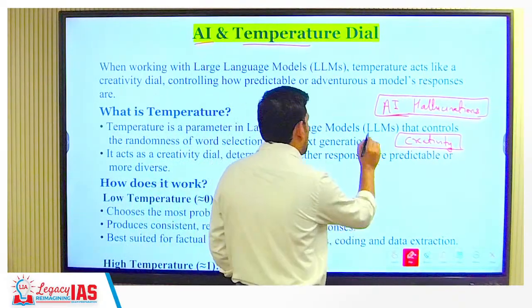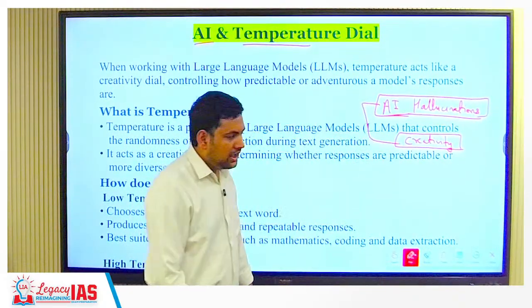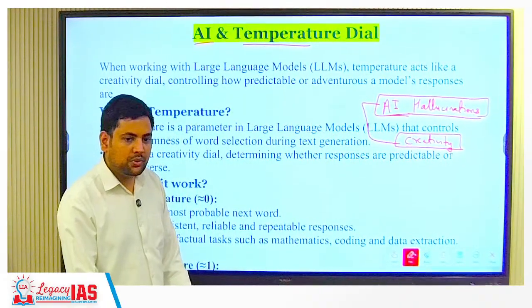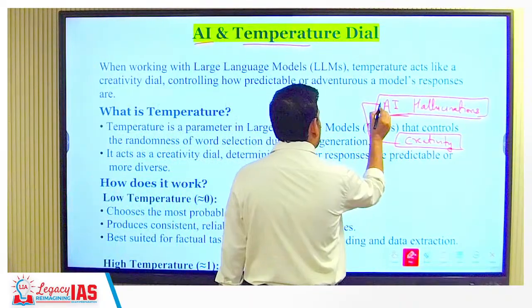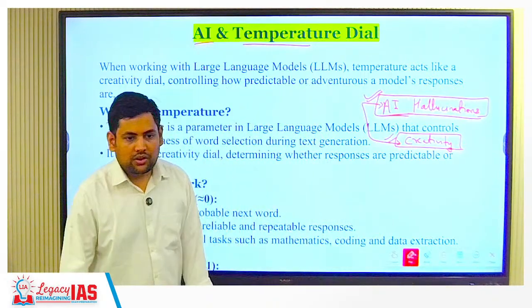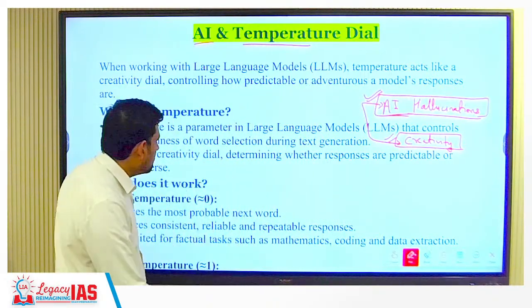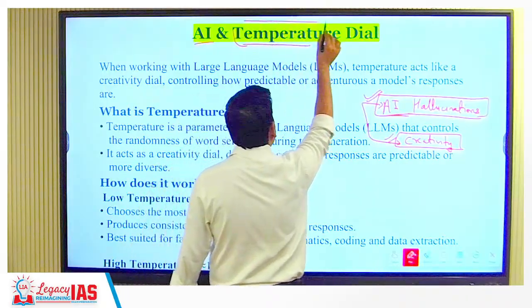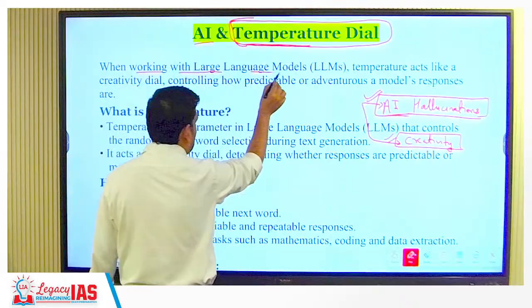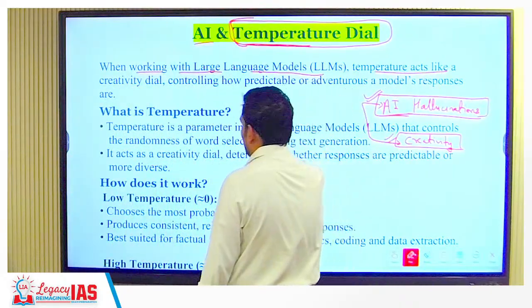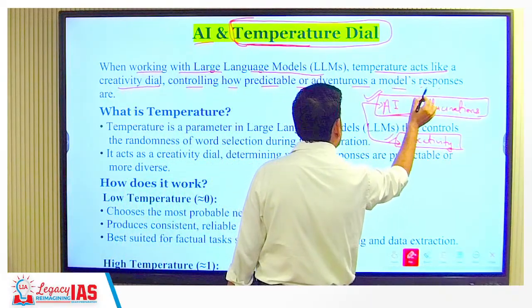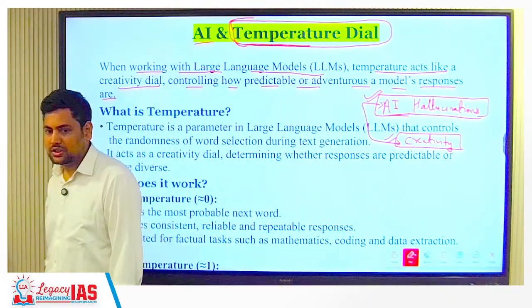Now as we are employing AI more and more to generate creative content, or for it to act creatively, we have seen that it hallucinates more. Now why does that happen? Understand that. So this measuring is called the temperature dial. Now see, when working with LLMs, temperature acts as a creativity dial, controlling how predictable or adventurous a model's responses are.